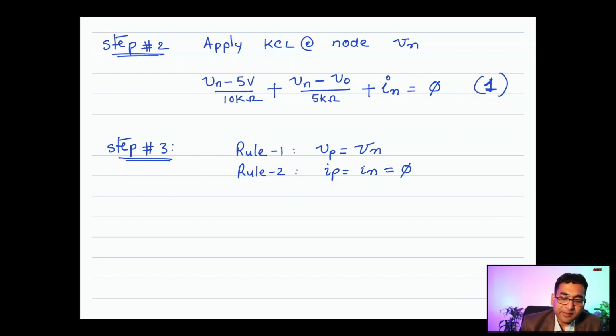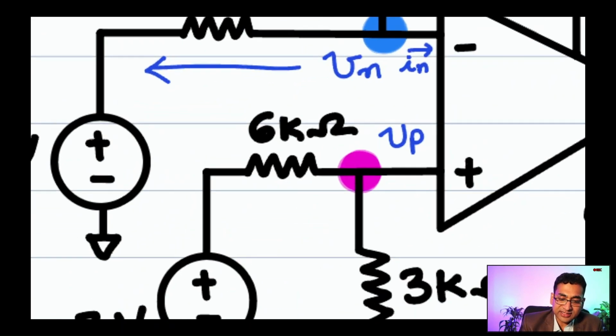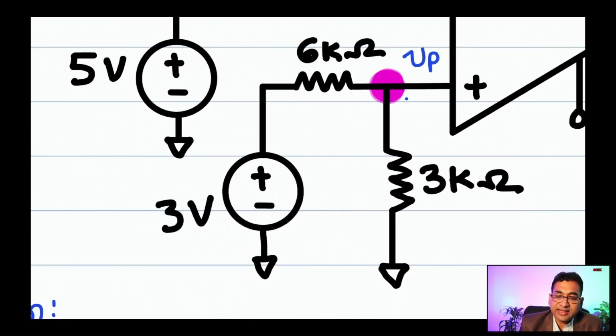So in order to find Vp, let's analyze this circuit. That's Vp, and there is no current going in. Ip is 0, that's the rule of an ideal operational amplifier operating in ideal OpAmp condition. So what we have really is 3 volts. Pay close attention. This 3 volts forms a voltage divider.